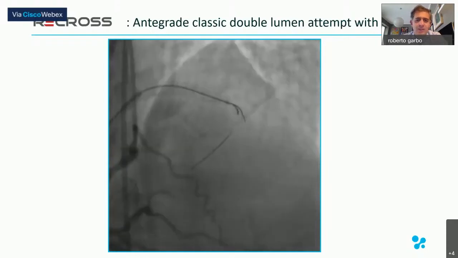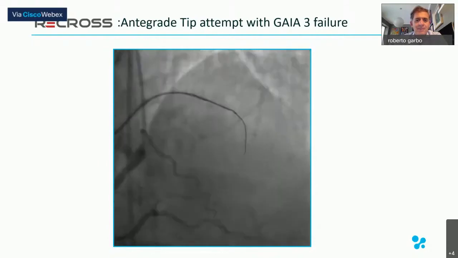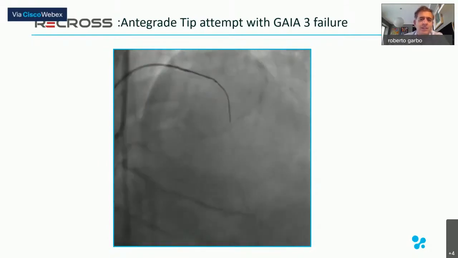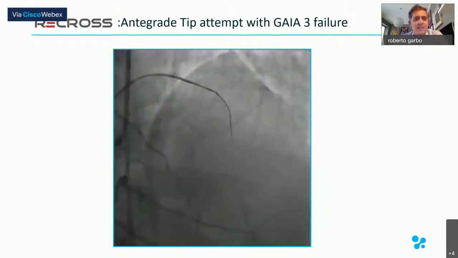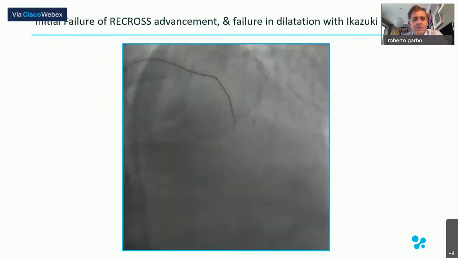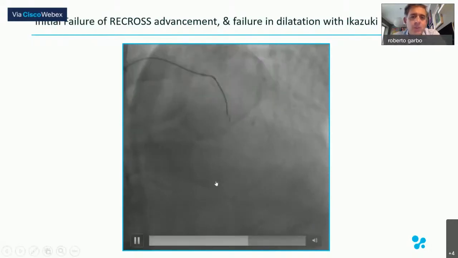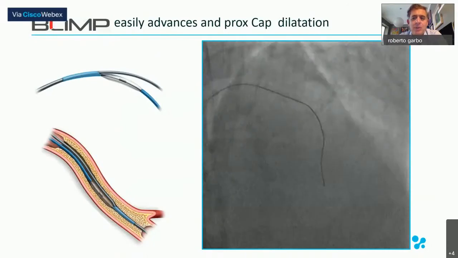It was a really huge calcification in the proximal cap, and this was the failure of advancing the Gaia, and I was not able to advance the Recross through this calcification. After that, I switched to a very good balloon, the Ikazuki 1 millimeter balloon, and you can see I was not able to overcome this calcification even with a very good balloon. I pushed a lot, without success.